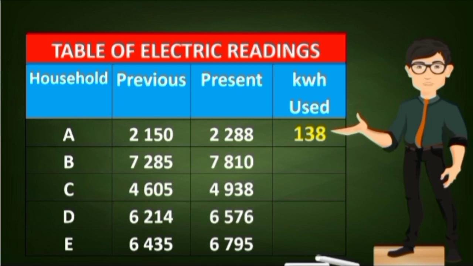Letter B, 7,285, 7,810. What is the answer? The answer is 525. Letter C, 4,605, 4,938. What is the answer? Right, 333. Letter D, 6,214, 6,576. What is the answer? Right, 362. Letter E, 6,435, 6,795. What is the answer? Very good, 360.